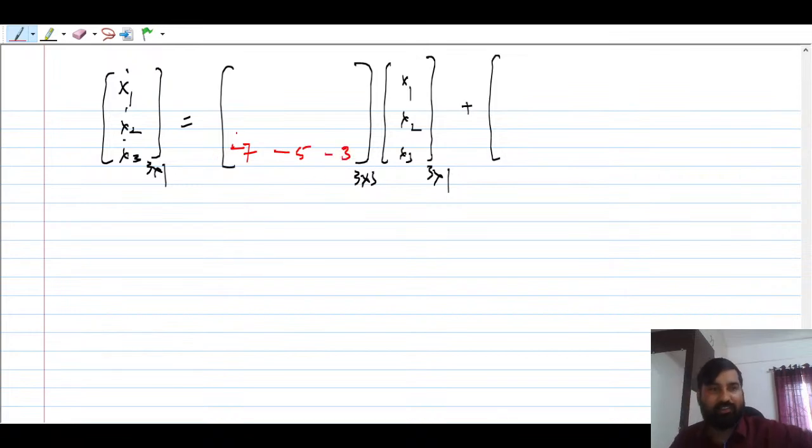You can directly write the rest: 0, you put 1 here, then 0, and then 0 0 1 here. Please write like this: start with 0 1 0, then 0 0 1. That is done, so you got the A matrix. How did you get this A matrix? Only the last row you have to choose.